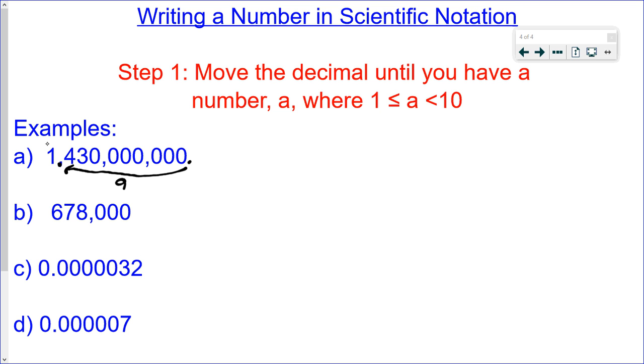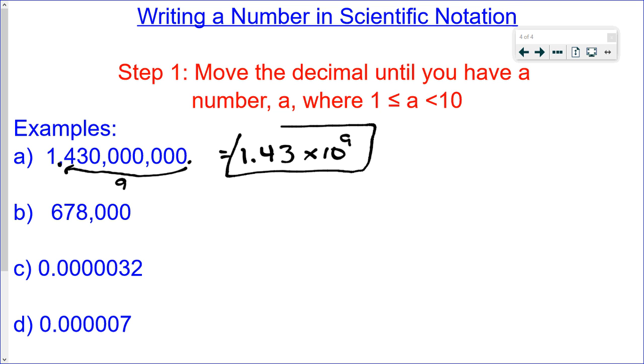So I take this number, 1.43, I drop all those zeros, times 10, and now is it 10 to the 9th or 10 to the negative 9th? Well, think about it. To get the decimal point back to its original place, it would have to be moved to the right 9 places. So that means this is a positive 9. Positive exponents give you big numbers. Negative exponents give you big decimal numbers like C and D. All right, so that's the answer. That's written in scientific notation. This number is greater than or equal to 1 and less than 10. This is the power of 10 with an exponent.